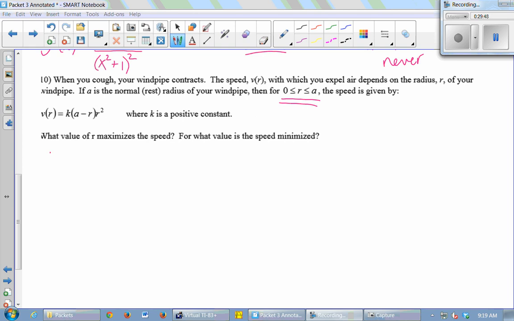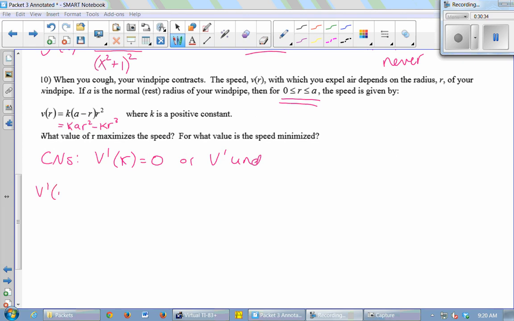So critical numbers I find by taking the derivative and setting it equal to 0, or places where the derivative is undefined. So v prime of r equals 0, or v prime undefined. All right, so when I'm taking v prime, I have a couple of options. I could use the product rule, or I could multiply it all together and then take the derivative. So if I distribute the r squared and the k, I get k a r squared minus k r cubed. And then I can take the derivative real quick, no product rule.